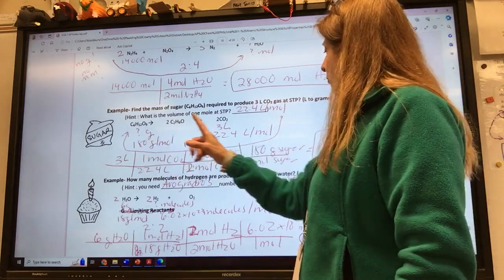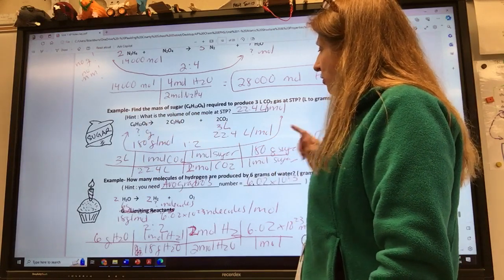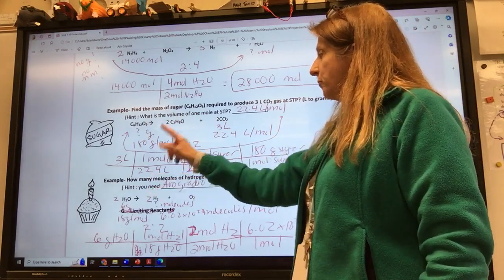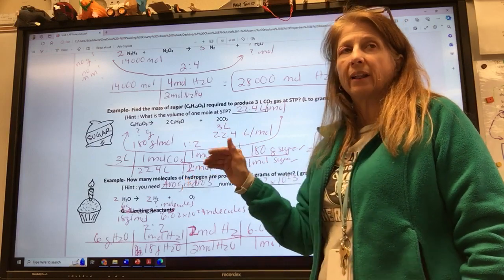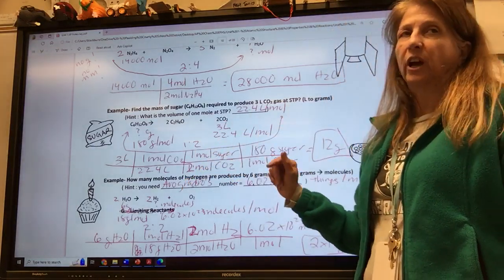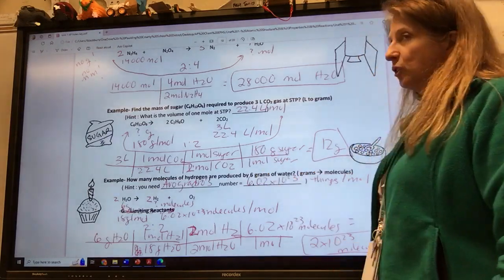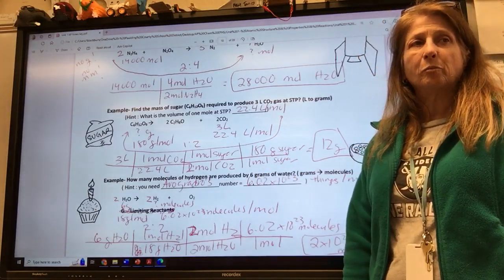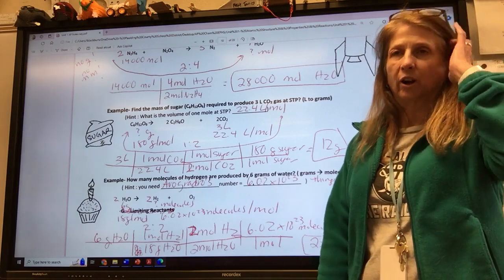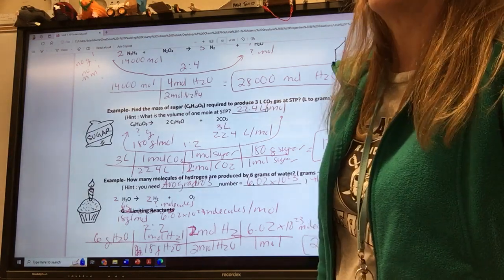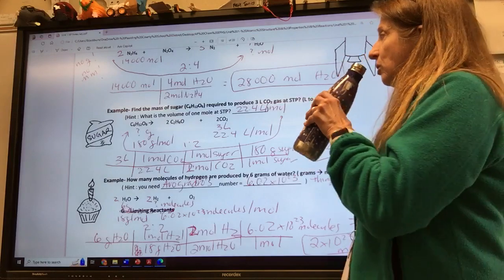What's on the other side of the fraction bar? 180. So it's 3 times 180, enter, divided by 22.4, enter, divided by 2, enter. Do it like that or else it'll mess up, or else you gotta use parentheses. And you should get 12 grams. So everybody who's got their calculator out should try it and make sure you can get 12 grams. Make sure you remember how to get this to your calculator.